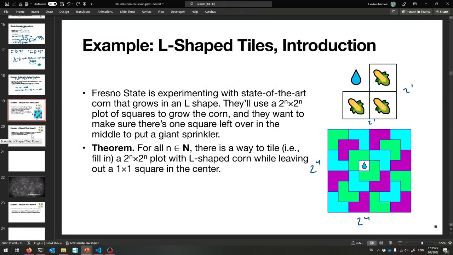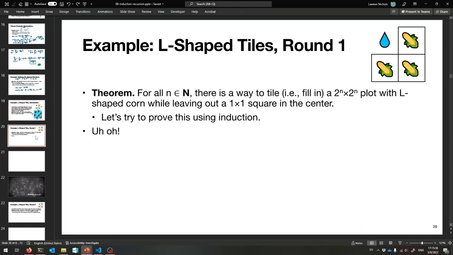Okay? So let's try and prove this by induction, which is going to let us use smaller plots to build the proof for the bigger plot. Okay? And it's going to be a fun diagrammatic proof. So here is proof round one, because it's not going to work. There's going to be a problem.